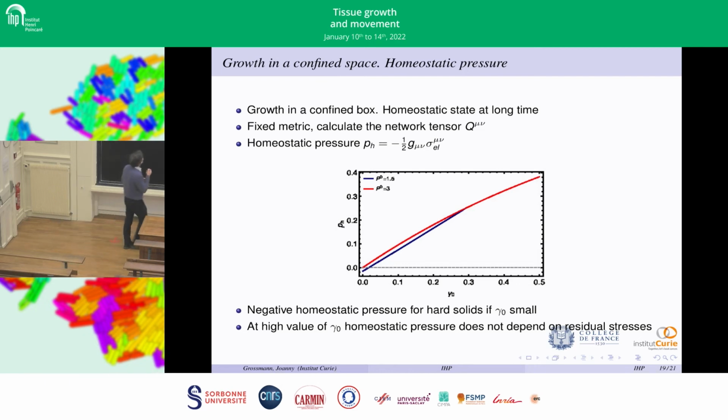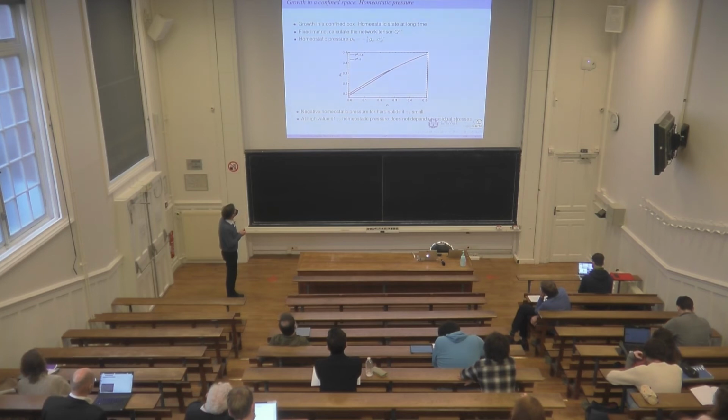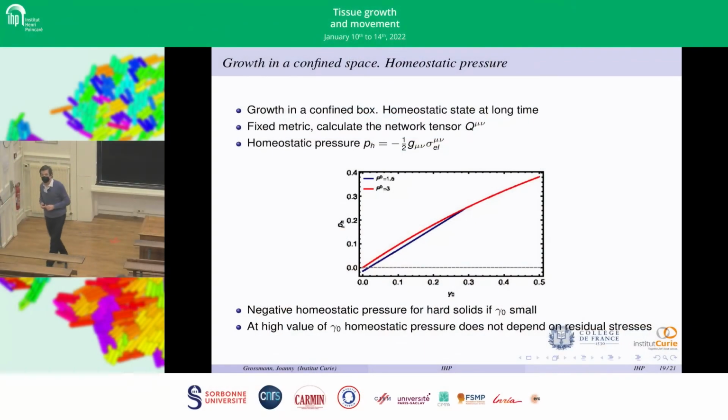If there are internal stresses, which means if I consider a hard solid, for gamma 0 equal to 0, because of these internal stresses, the homeostatic pressure is negative. So the region where you will find negative homeostatic pressure is when the cell division rate is very low. For instance, if you decrease the amount of energy that you give to the cells, gamma 0 will decrease, and you will reach this region here.